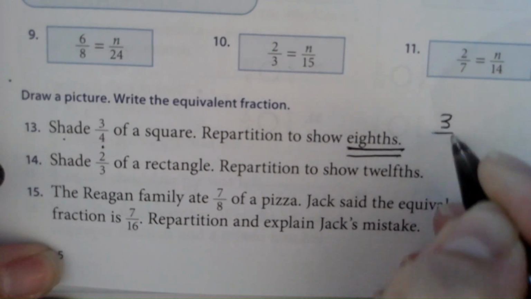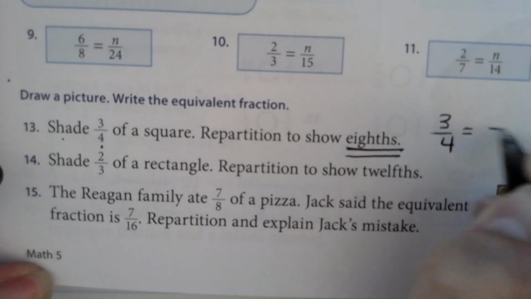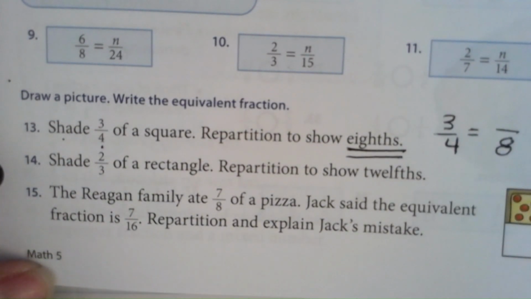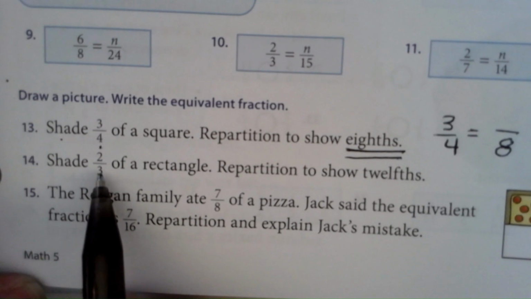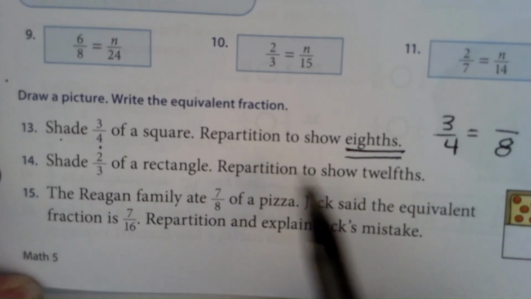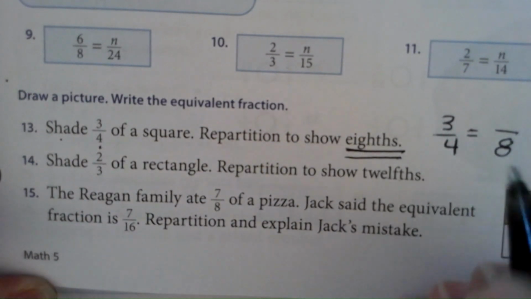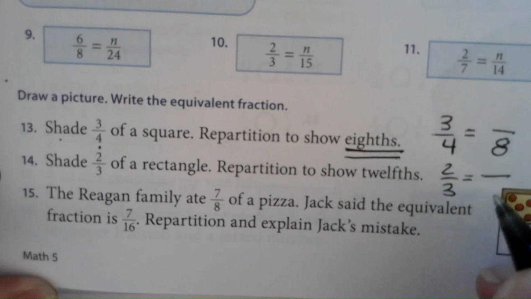So I've got 3/4, and they want me to make something with 8ths on the bottom. So you can go ahead and do a visual, or if you want to just figure these out for yourself, you can as well. Now, notice on number 14, it says 2/3, repartition to show 12ths. So I'll have 2/3 is equal to what? What number is going to be on the bottom here?